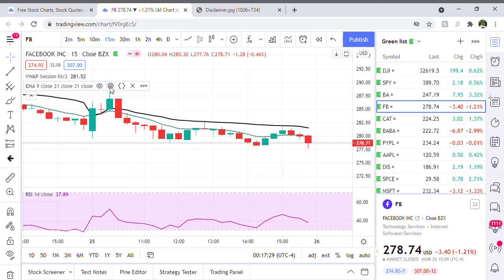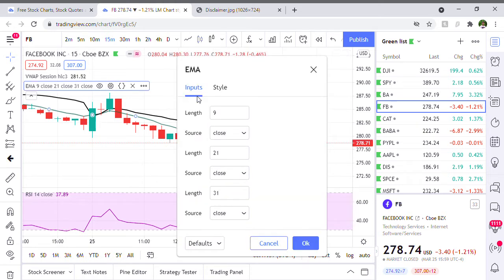Now we'll go to the settings. In settings, by default they are 10, 50 and 200. So I'll change the length of those periods. I'll make the first short period 9, the medium period 21, and the base period 31, because I'm trying for a day trade. I'm not looking at investing in the stock. If you're looking at investing in the stock, it's better to go for 50 and 200 EMAs.